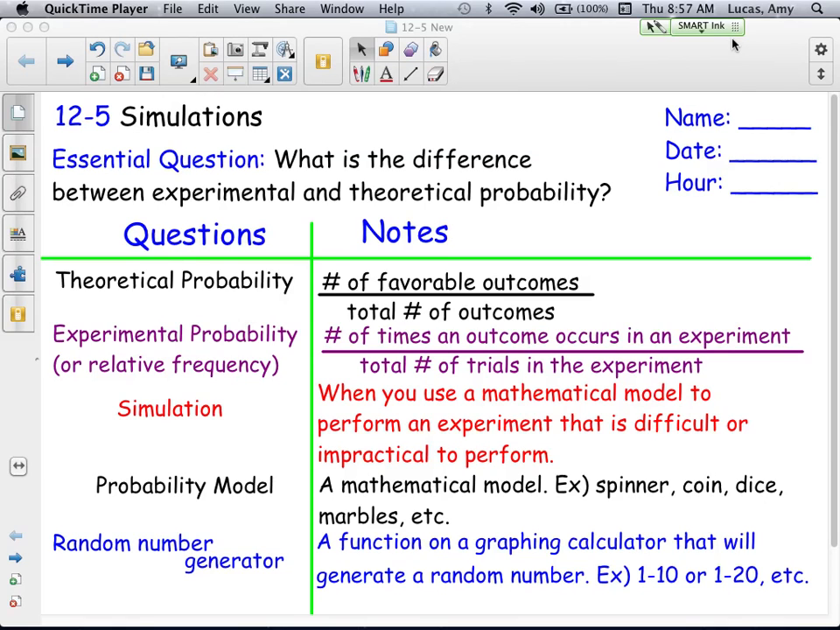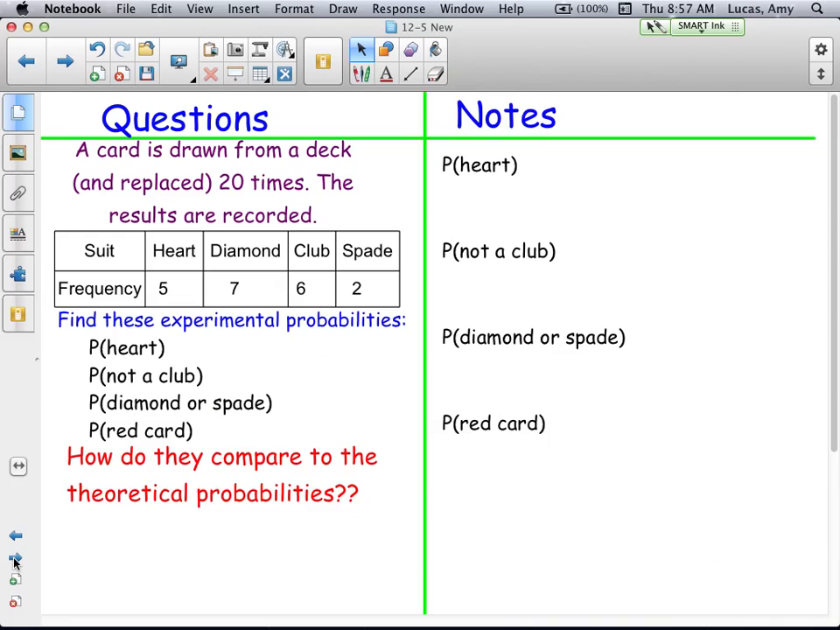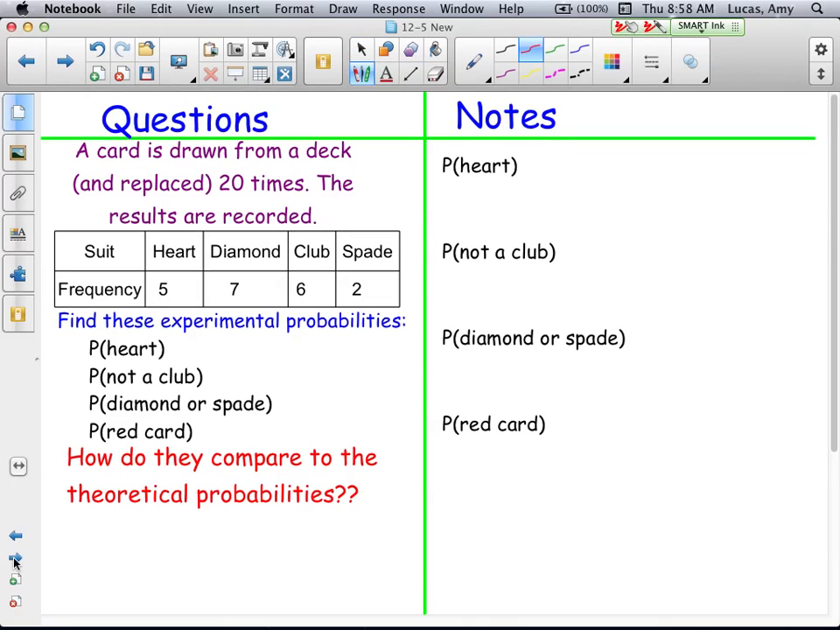It's very helpful. Okay, our first experiment, a card is drawn from a deck and replaced 20 times. The results are recorded. So we have the 4 suits: hearts, diamonds, clubs, and spades. Frequencies 5, 7, 6, and 2. Find these experimental probabilities. Probability of a heart. Well, if you look at the results of the experiment, heart is 5, so 5 out of 20 reduces to 1/4. 1/4 of the time that they drew out a card, they got a heart.